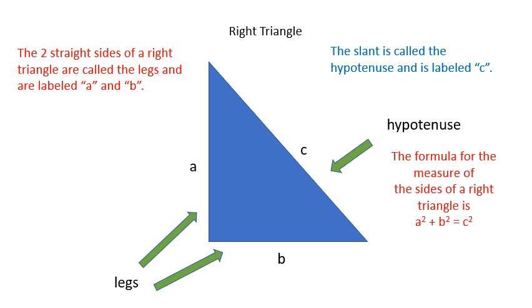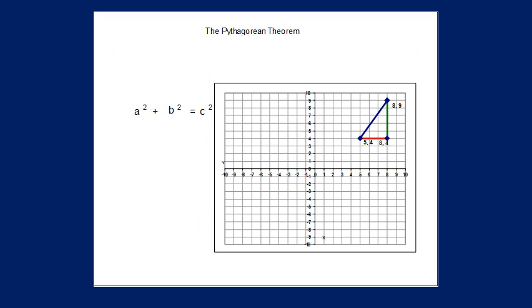The formula for the measure of the sides of a right triangle is A squared plus B squared equals C squared, and is known as the Pythagorean theorem. Now let's take a look at this right triangle on this graph, and we are going to figure out what the sides equal. And we are just going to say that the measurement we are using is inches.